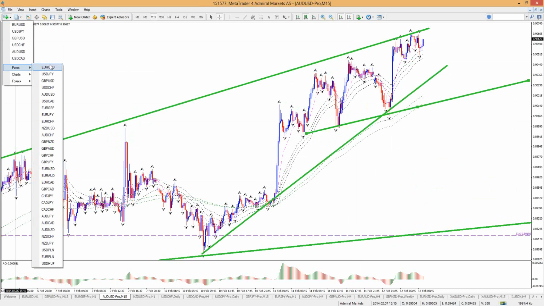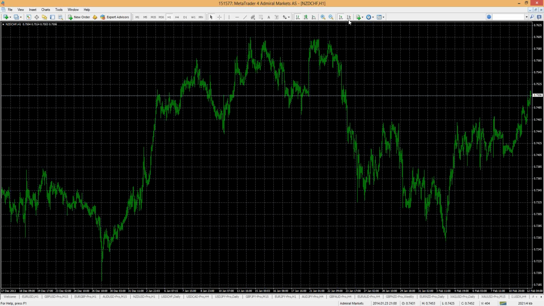Let's take just a random pair and see if we can do some analysis in the next 5 minutes together as I maybe wait for some questions that you have. Let's take a look at something that I don't look at usually or all too often. New Zealand Swissy. Let's take a look at that one.